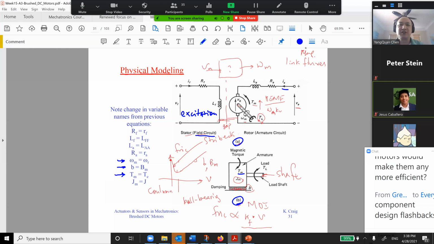So we have a name for each. What is the name for RF? This is the field excitation circuit resistance. This is the field excitation inductance. This is the armature inductance. This is the armature resistance. This is the rotational speed. This is the damping coefficient. This is the electromagnetic torque. This is the moment of inertia of the load, of the motor, I'm sorry, of the motor. Okay, the rotor.